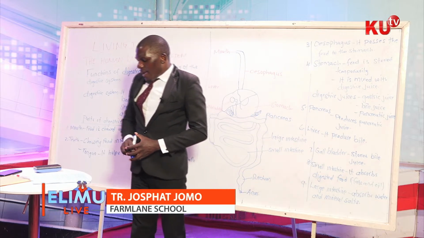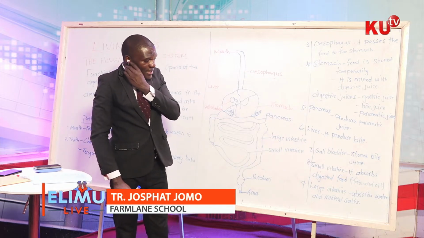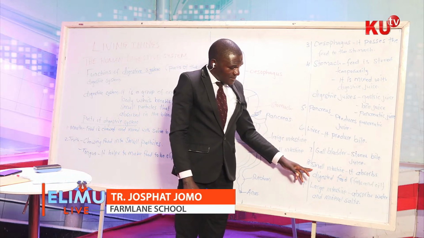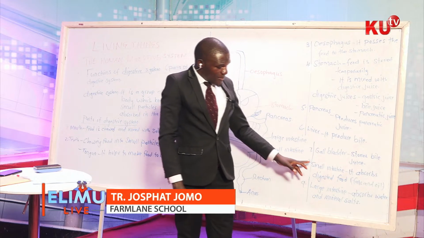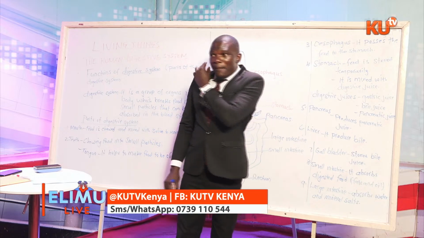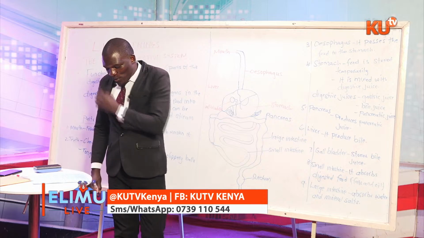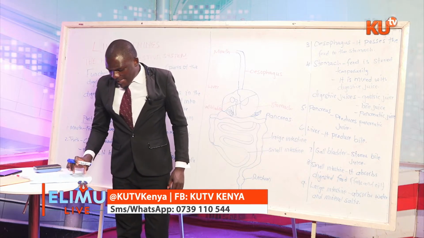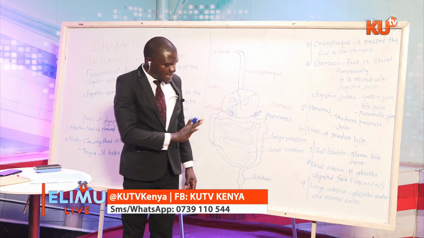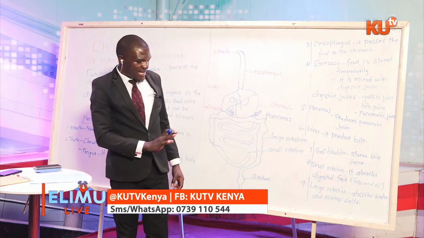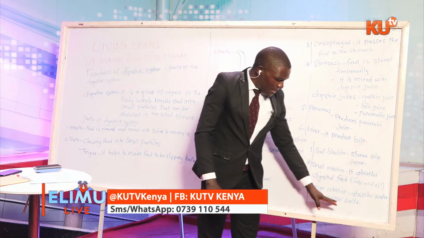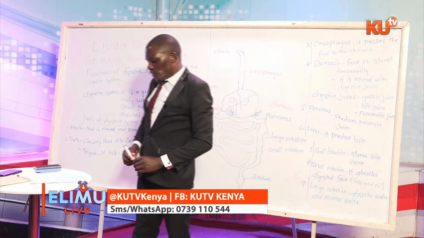As I said earlier, digestion begins from the mouth and ends in the small intestine, and that is true because the small intestine is where absorption of digested food occurs. But when it comes to the large intestine, we do not have any digestion happening there, because the large intestine only supports the digestion with water and mineral salts.